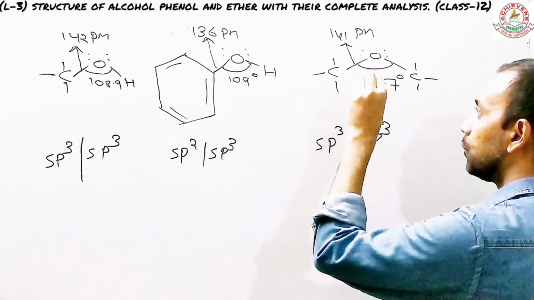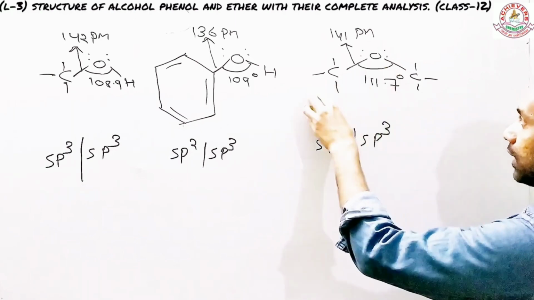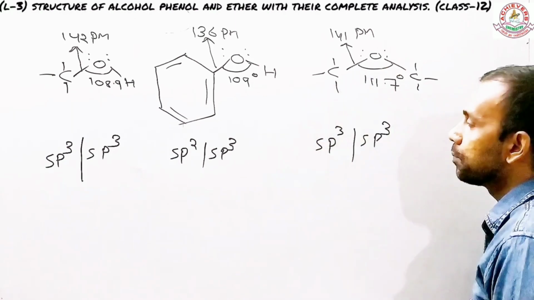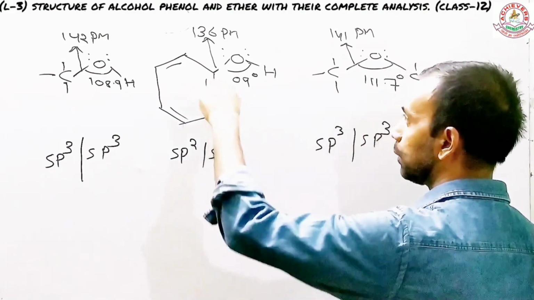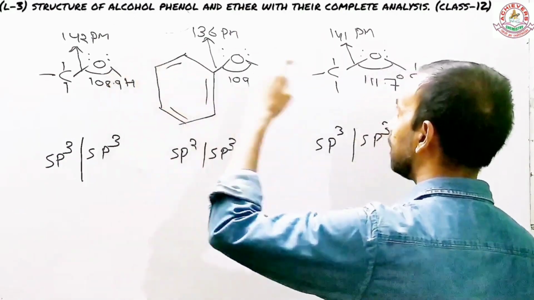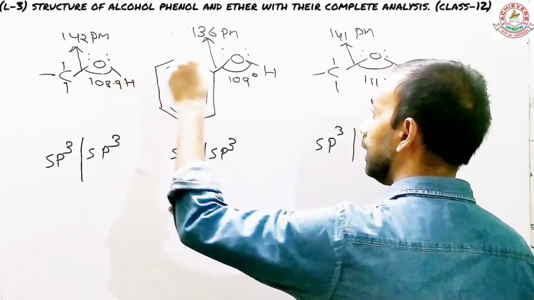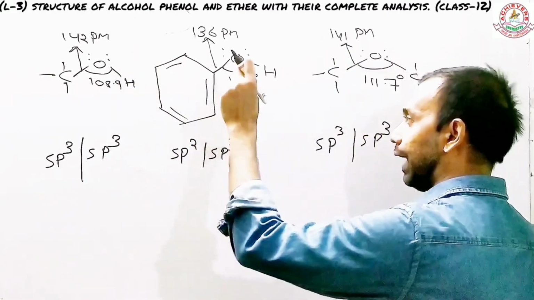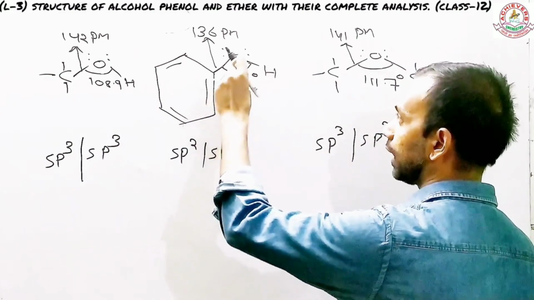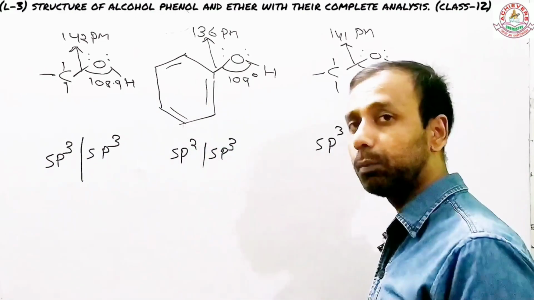It's because the oxygen is surrounded by two alkyl groups here, right? Now let's talk about the phenol here, why the phenol has a bond length which is quite less than the ether and the alcohol. It's because this carbon has a hybridization of sp2, and what that means is that this bond between carbon and oxygen has a partial double bond, right?